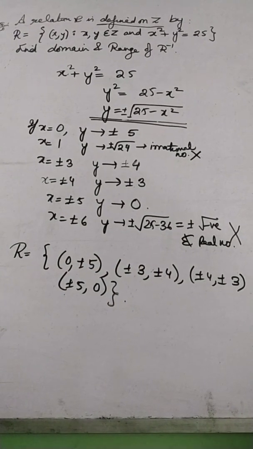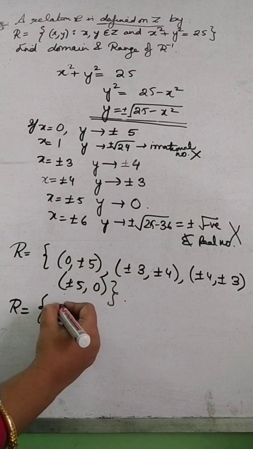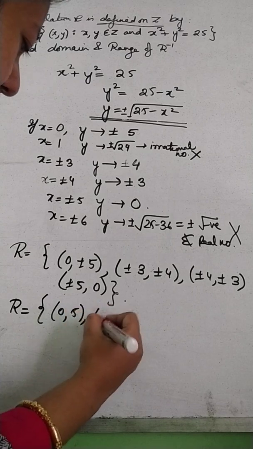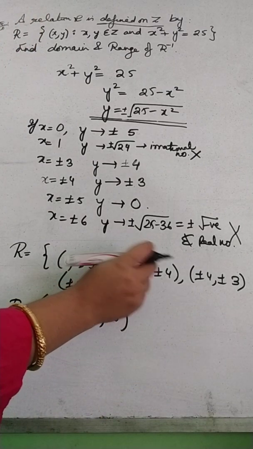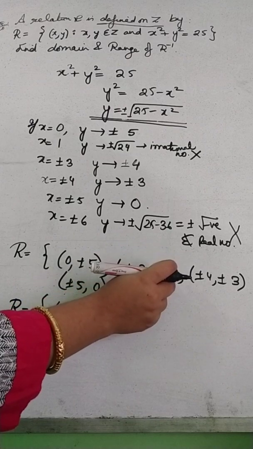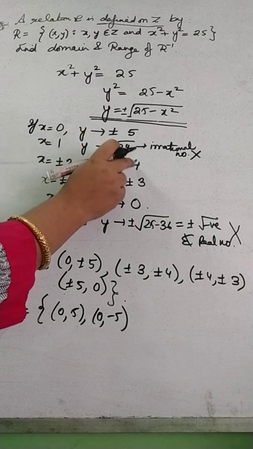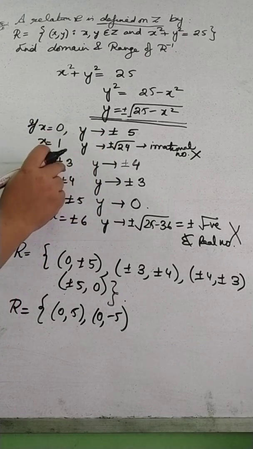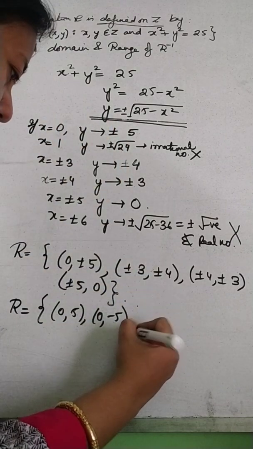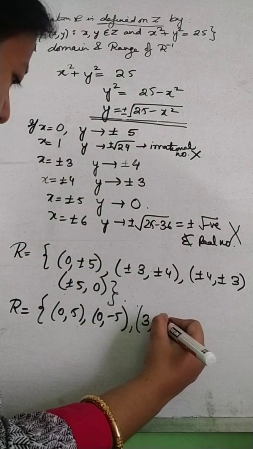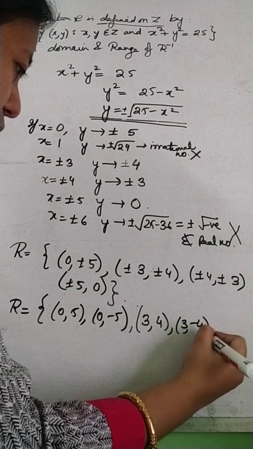Yes, there will be 4 values coming out over here. That is, from here you will get 2, that is 0, 5 and 0, minus 5. Whereas over here, when it is 3, it is 4 as well as minus 4, isn't it? Because here it's plus minus. So when you're taking 3, it's going to be plus 4 as well as minus 4. When you're taking minus 3, it's going to be plus 4 as well as minus 4. So therefore, here you'll have 4 of them: 3, 4, and 3, minus 4.